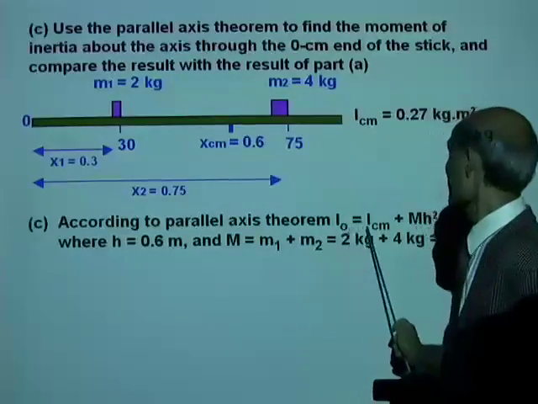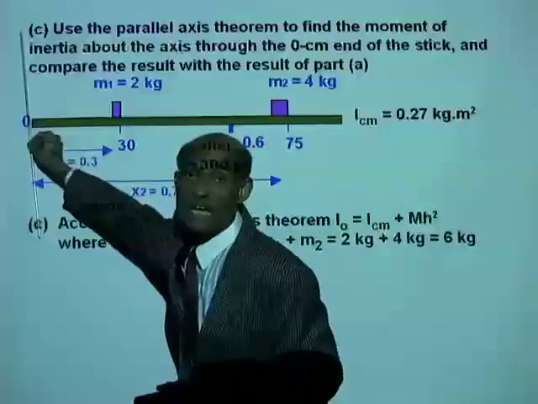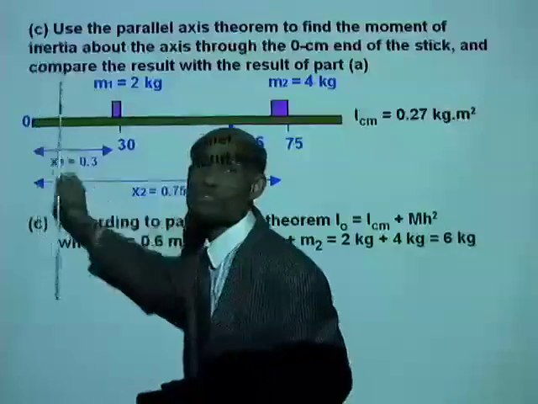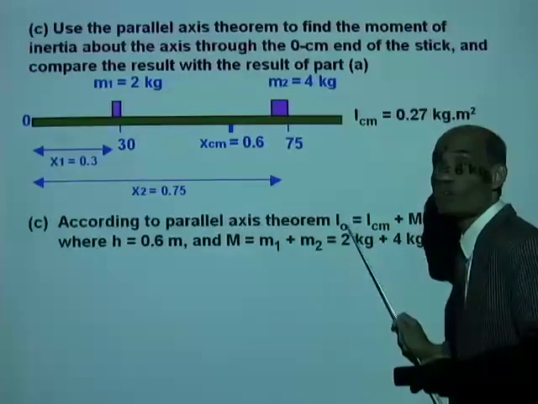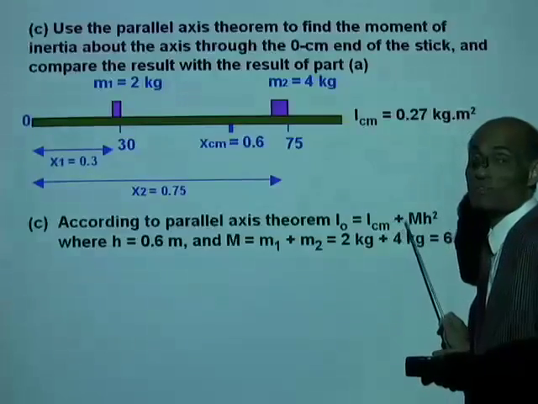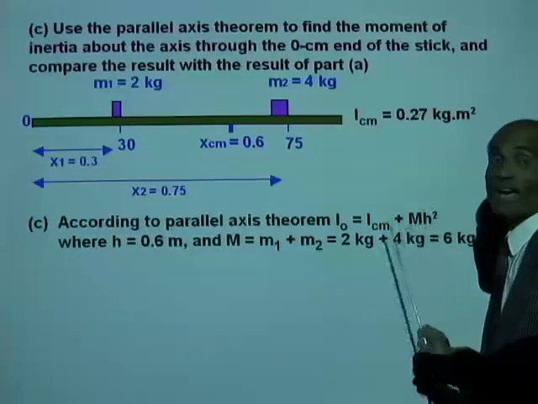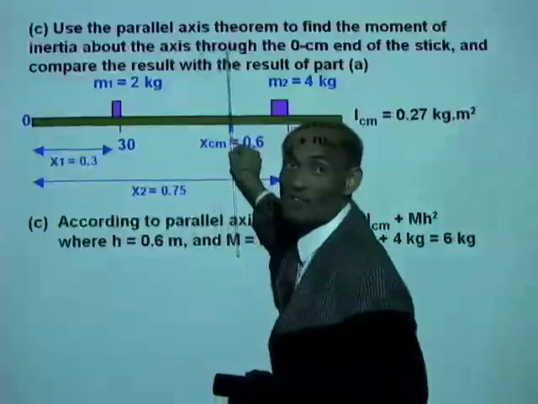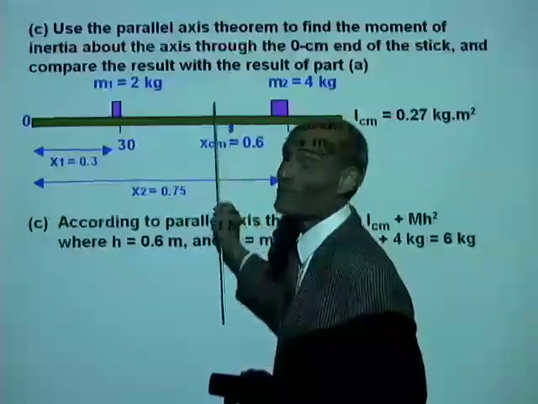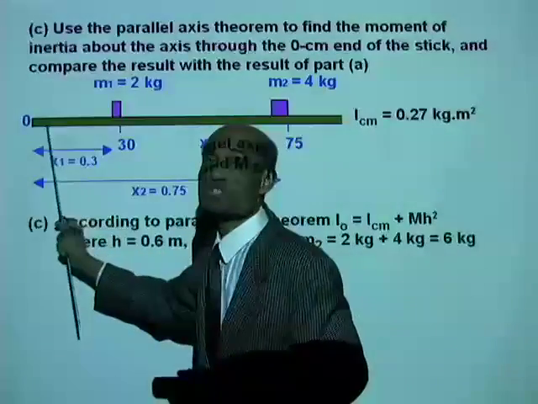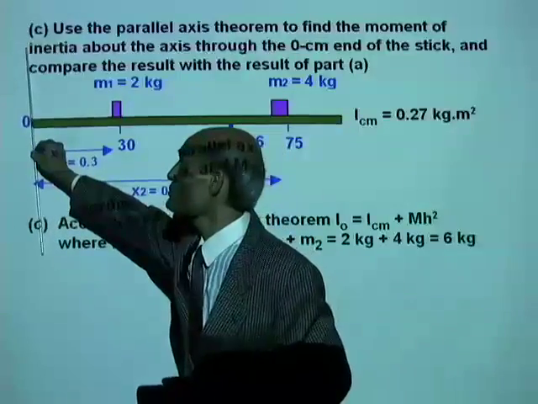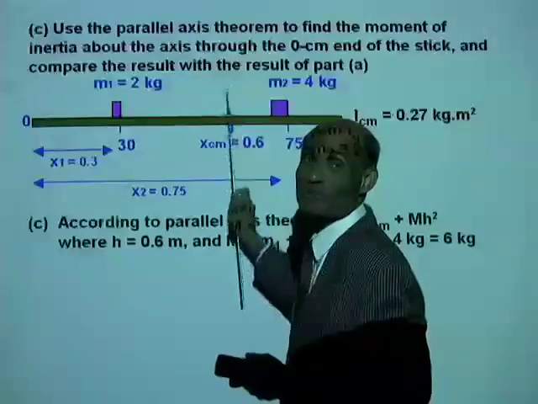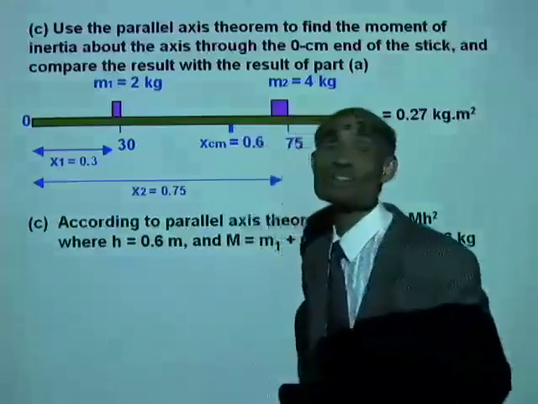I0, well, I0 stands for the moment of inertia of these two objects about an axis through the 0 centimeter mark. I0 equal to I center of mass plus m h squared, where h is the distance of this axis from the axis that passes through the center of mass. And tell me, what is that distance here? What is the distance between an axis that passes through the 0 centimeter mark and the axis that passes through the center of mass? That h equal to 0.6.